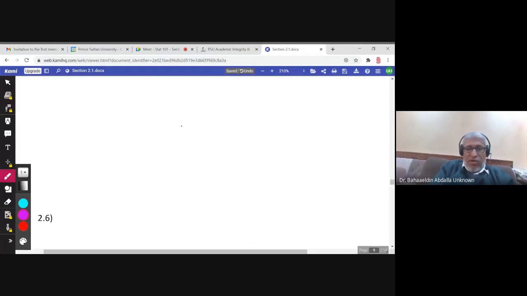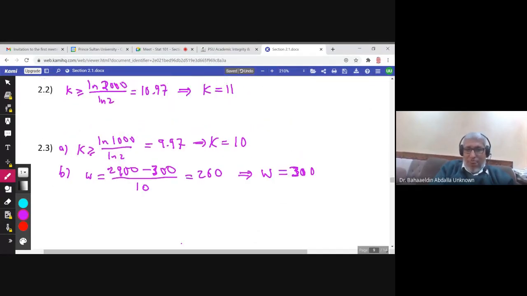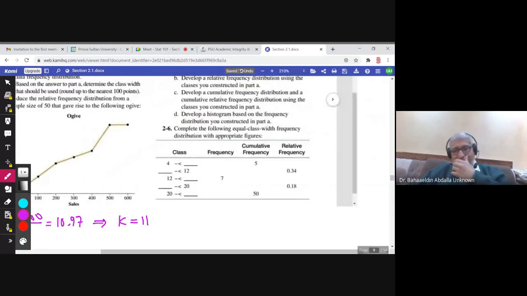Okay, let us solve question 2.6. 2.6 is a question about understanding the frequency distribution. Do you really understand how the classes are formed? How do we form them, and what is the relation between frequency, cumulative frequency, and relative frequency? So let us think first of the classes. If you count the number of classes, I have 1, 2, 3, 4, 5 classes. And here he's using less than.